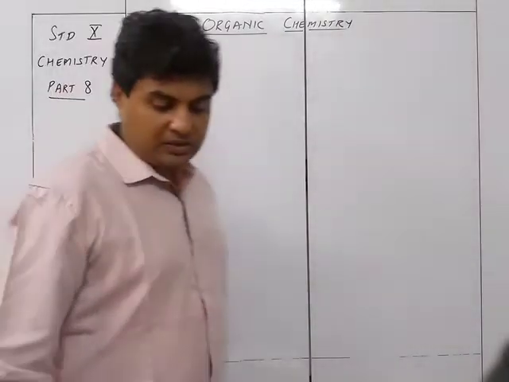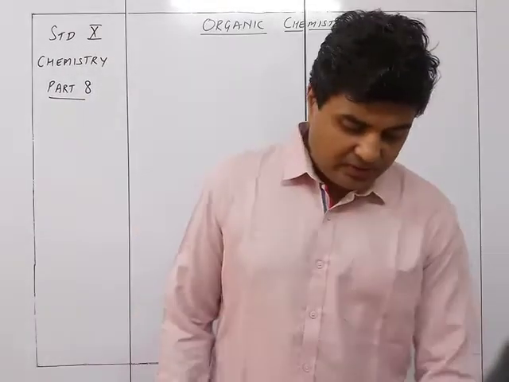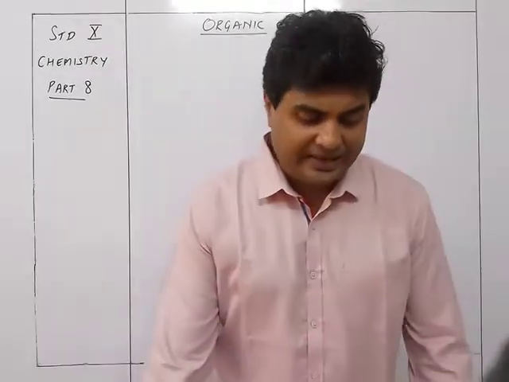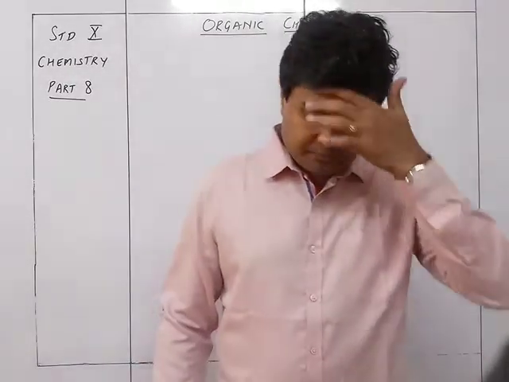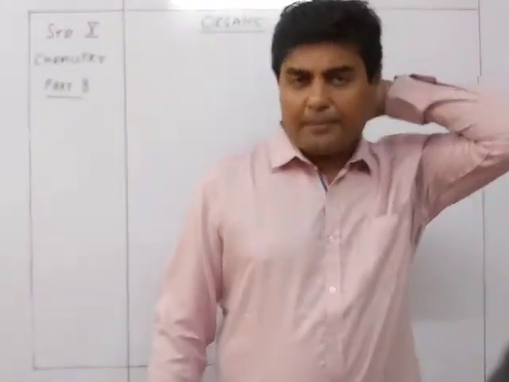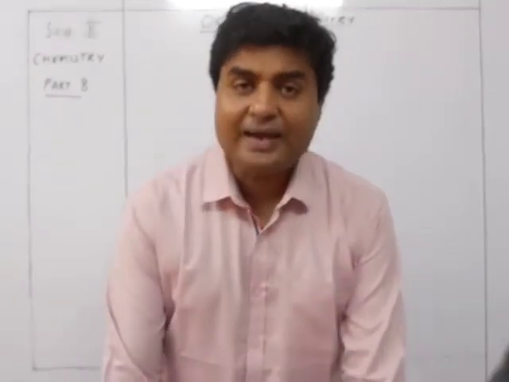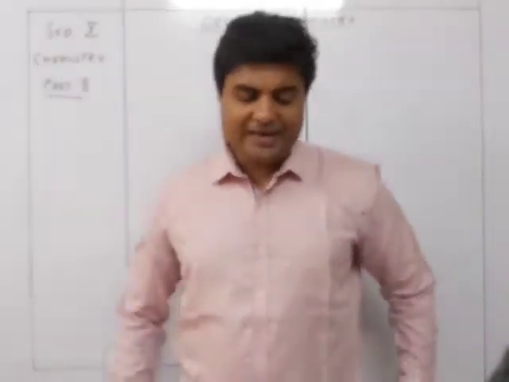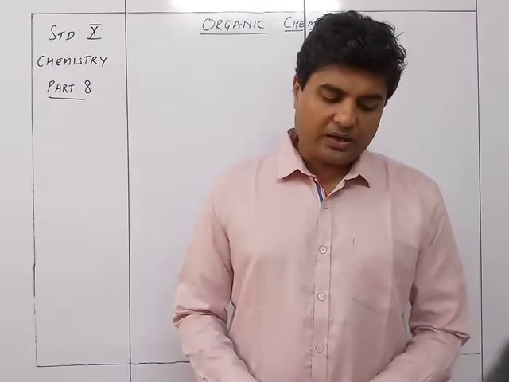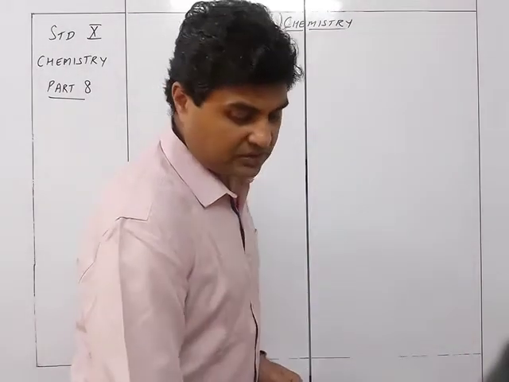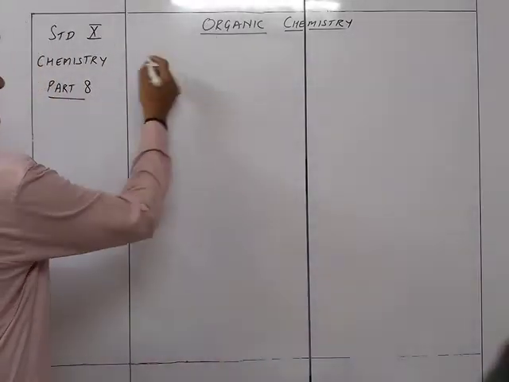So we continue with ethene. We are done with the nomenclature of the alkenes, and now we see the preparation of ethene. First of all is the lab preparation from ethyl alcohol by dehydration. So the first preparation is when you are going to take ethyl alcohol.